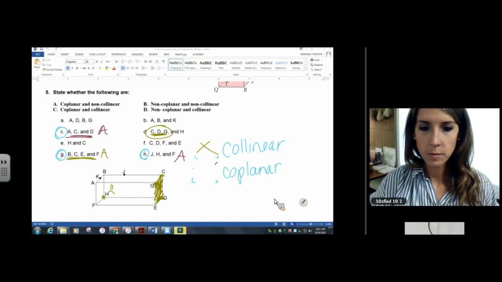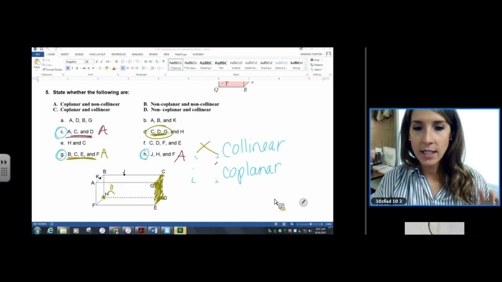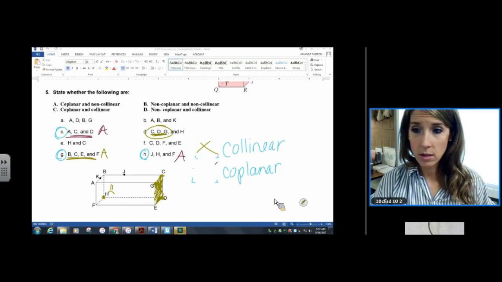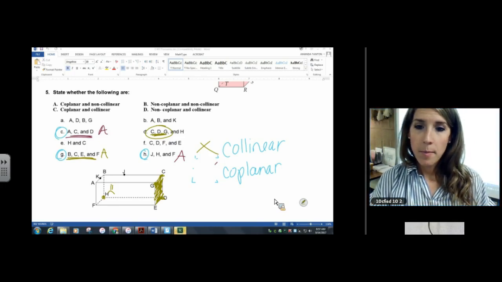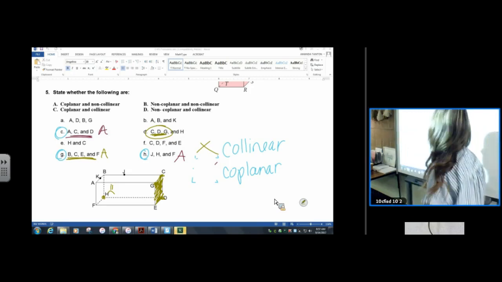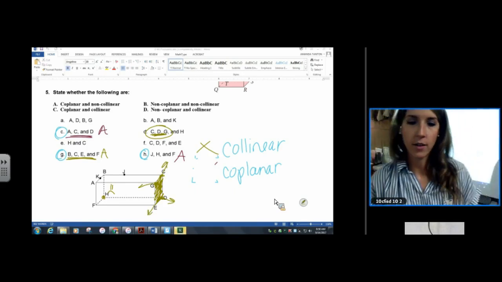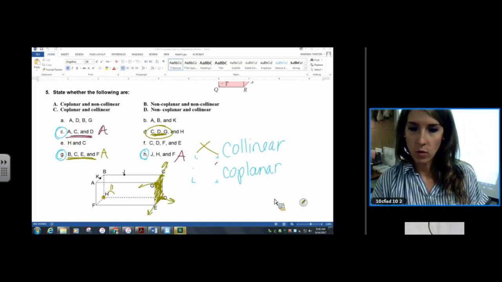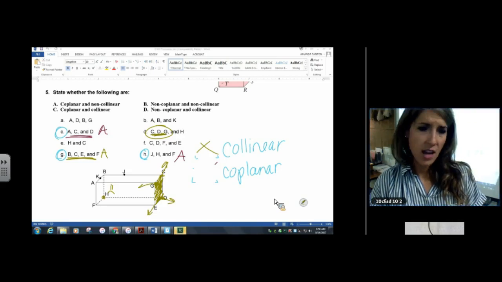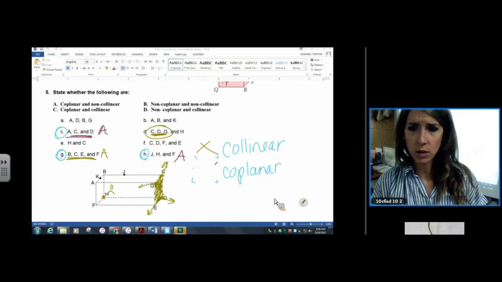A plane is not always a rectangle. It doesn't have edges because it goes on forever. Well, it's hard, it's not 3D. It goes on forever. We just represent it with rectangles, parallelograms, pentagons, all sorts of flat shapes.